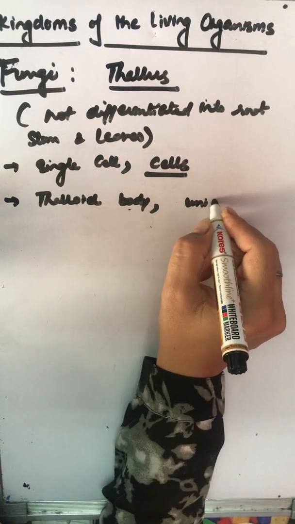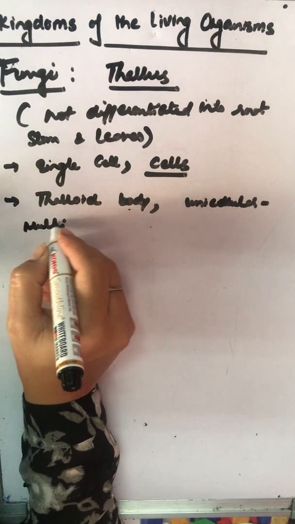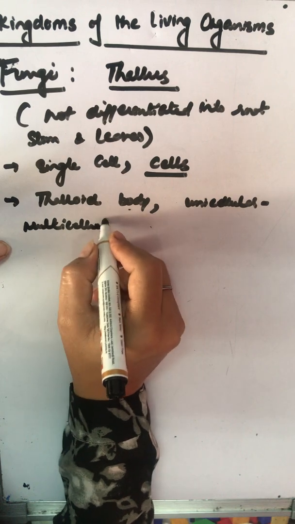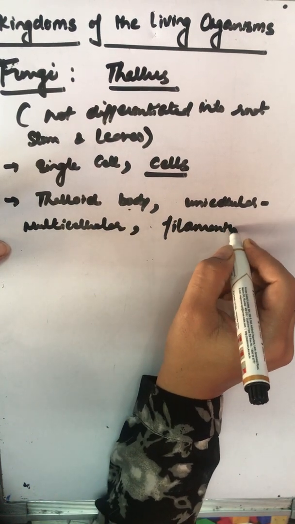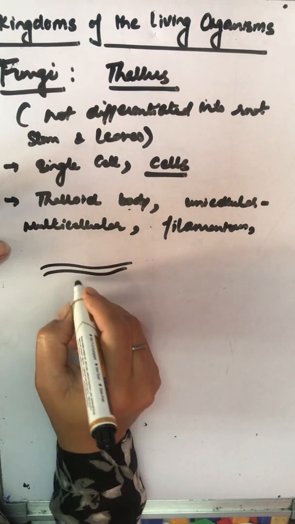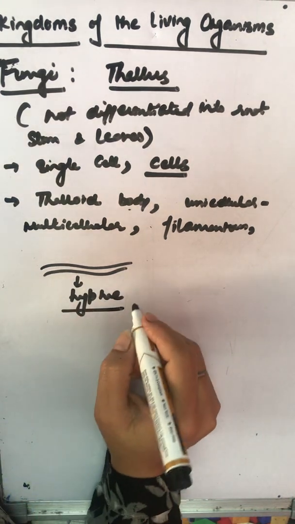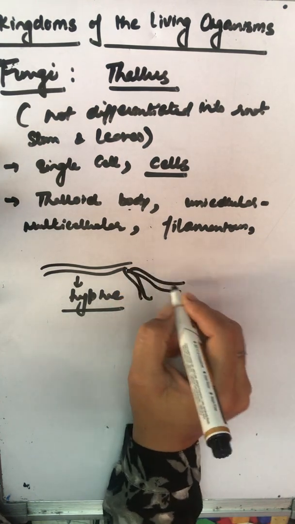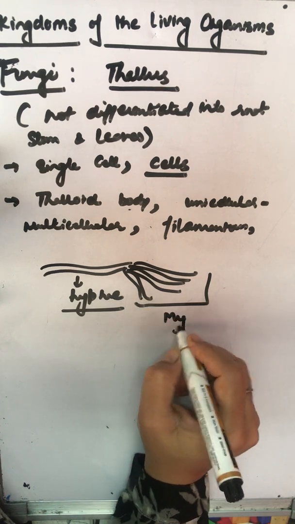They are unicellular, could be multicellular when they form aggregates. Then they are filamentous. These filaments are known as hyphae. What do we call them? Hyphae. This hypha and the cluster of these hyphae is known as mycelium. When these are in a cluster, we call it mycelium.